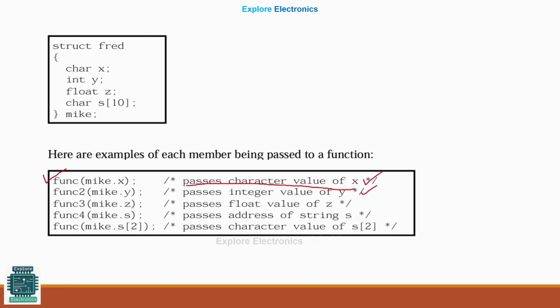The second one is passing the integer value of y. Here z means it is passing the address of the string. And it passes the character value of s[2]. You can observe over here x, y, z, s[2] passed to the functions. These are the examples to understand how each member is being passed to the functions.